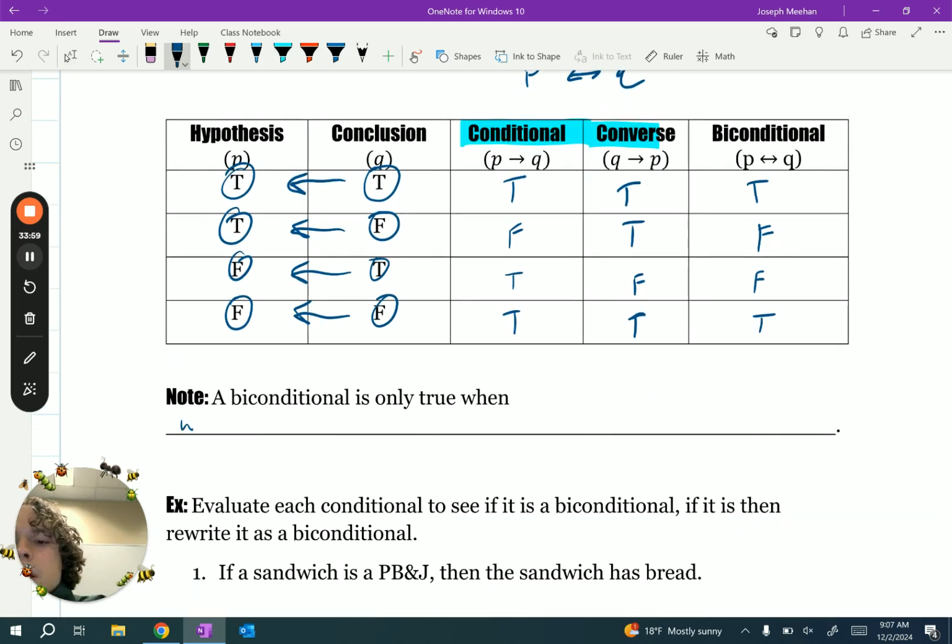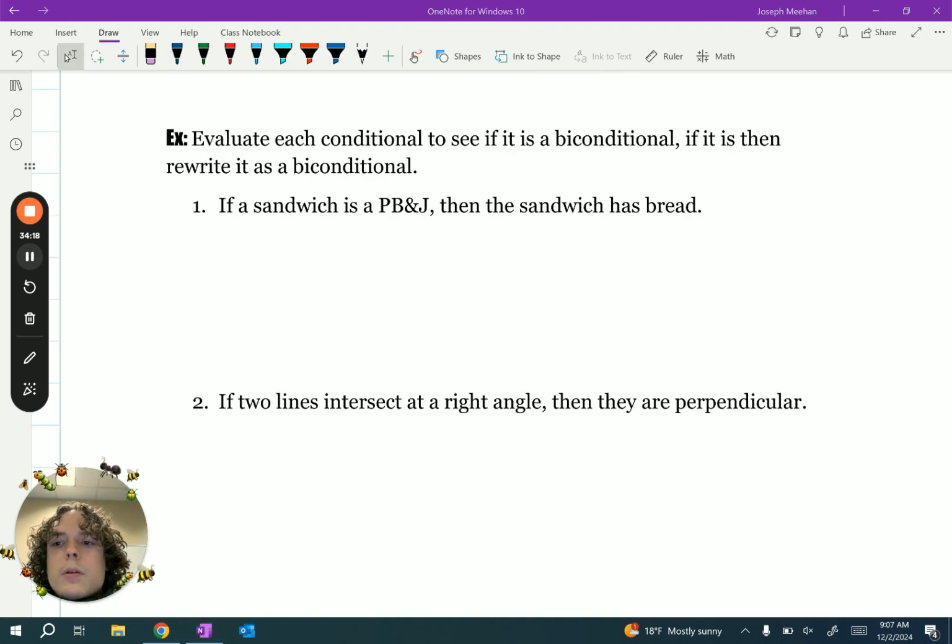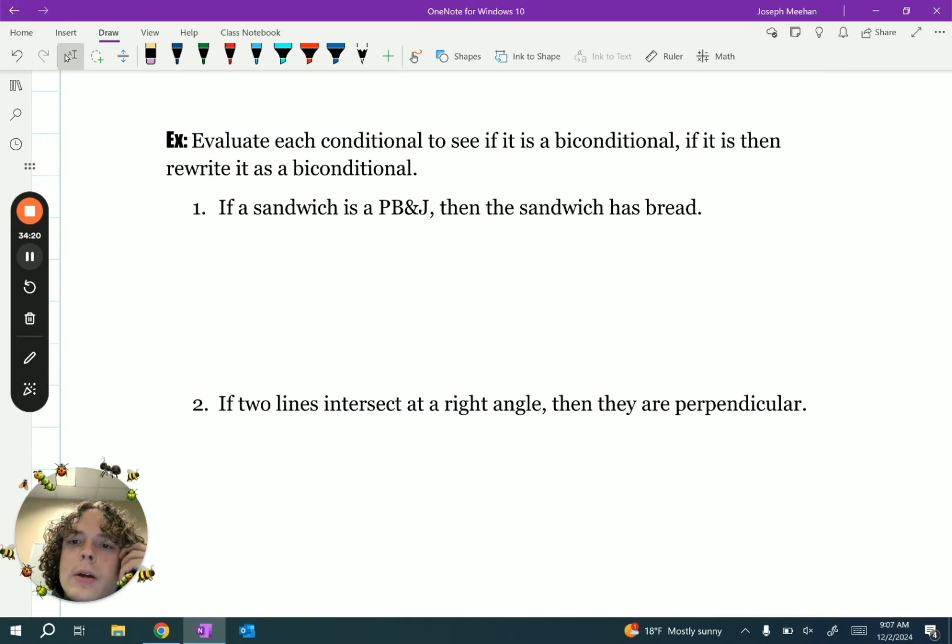So what we can say is a biconditional is only true when the conditional and converse are both true, or both have the same value, we could say as well, truth value.